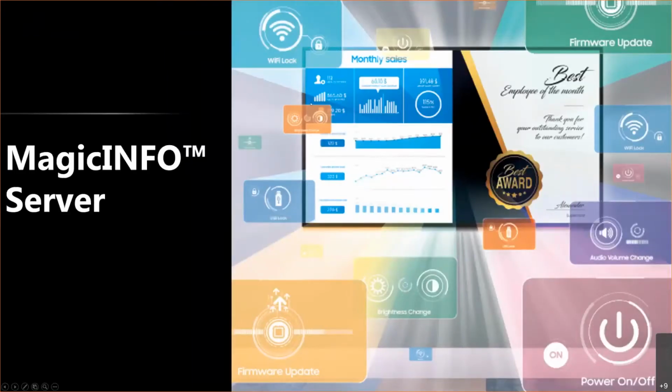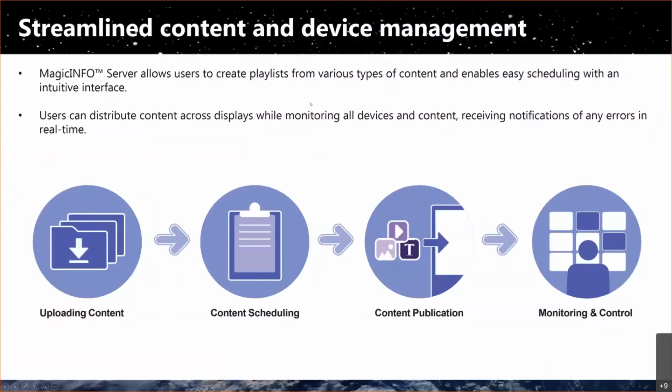Moving on to our core component, the MagicINFO server. So MagicINFO server basically allows users to create playlists from various types of content and enables easy scheduling with an intuitive user interface. Users can also distribute content across displays while monitoring all devices and content, receiving notifications of any errors in real time. So the flow goes this way. You upload content either directly from your hard drive into MagicINFO or through the web authoring tool. You schedule that content out, the content gets published onto the display, and once it's on the display, you start monitoring and controlling these displays.